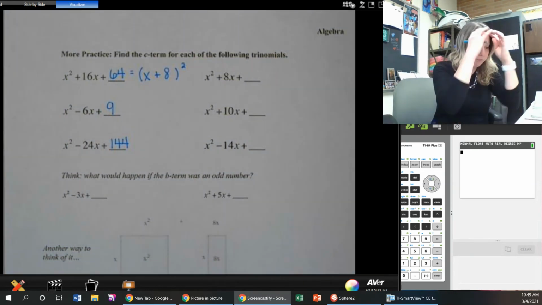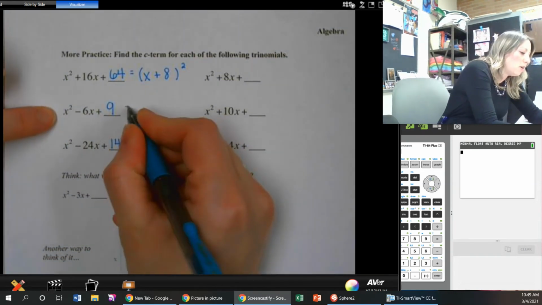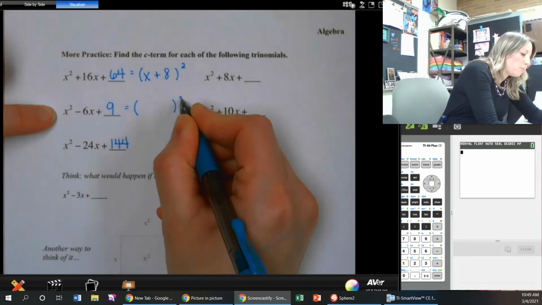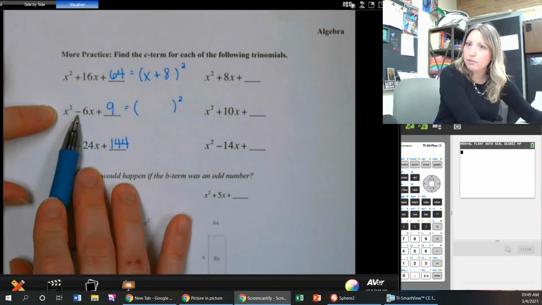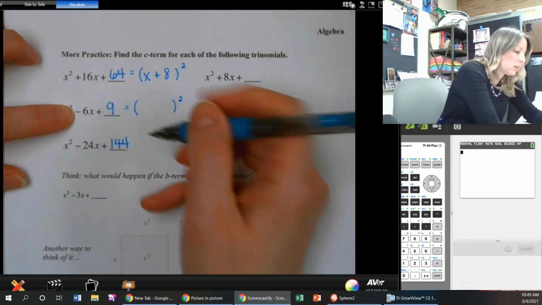Take this for example. What multiplies together to give me 9 but adds to give me negative 6? It's negative 3, right? What's negative 6 divided by 2?